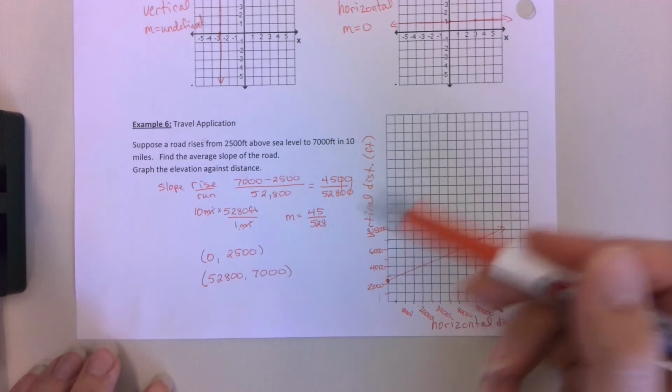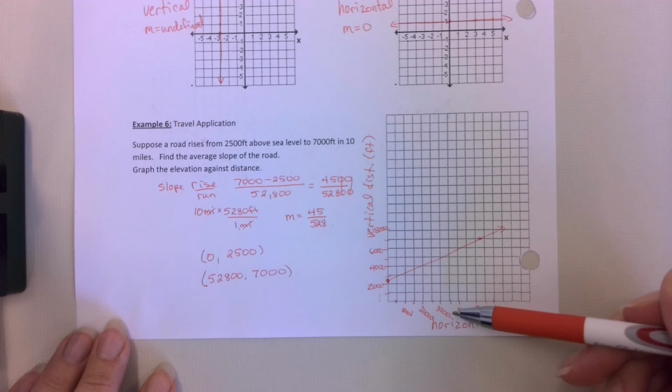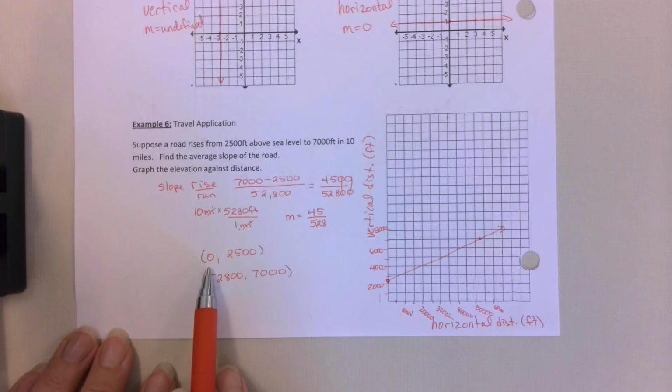So it's not always easy to use your slope, especially when we have big numbers. So it was important that we knew that our starting horizontal distance was 0. We were at 2,500 feet high. And then we had a total horizontal distance that we traveled up this hill, 52,800 feet from those 10 miles, and that gave us a final elevation of 7,000.